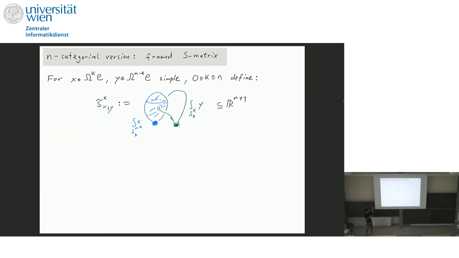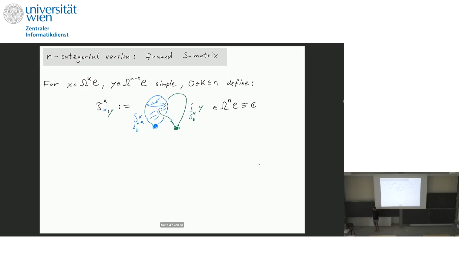Okay. So now that we have this, we can go on and define this pairing again. We take an x in omega kc and y in omega n minus kc, assume those to be simple, and we define this pairing by taking a sphere and another sphere of the right dimension, so that if I link them, they are linked precisely in dimension n plus 1. And I can define this pairing. And again, I have to use these fake framing things down here to be able to evaluate these objects on spheres.